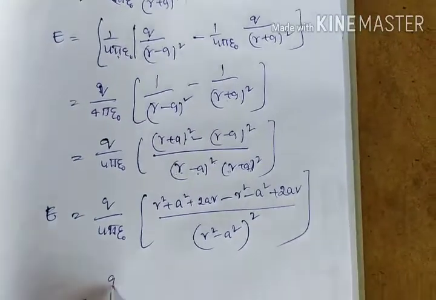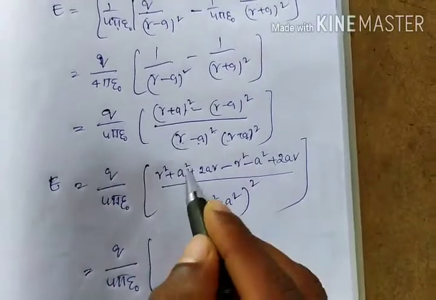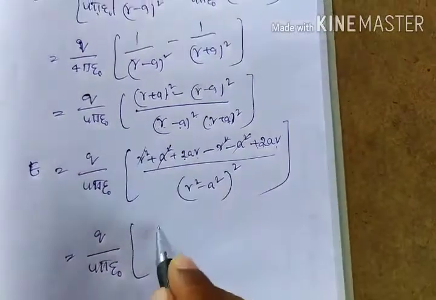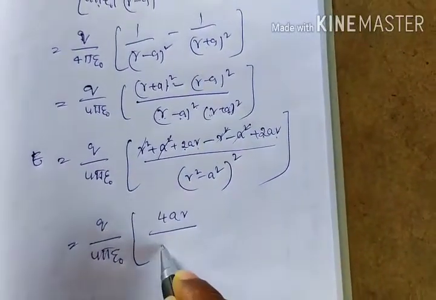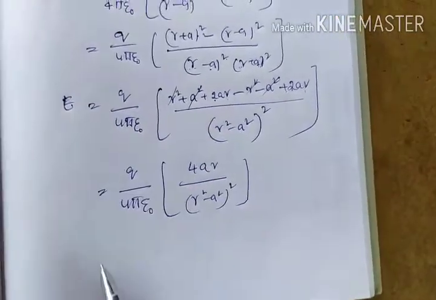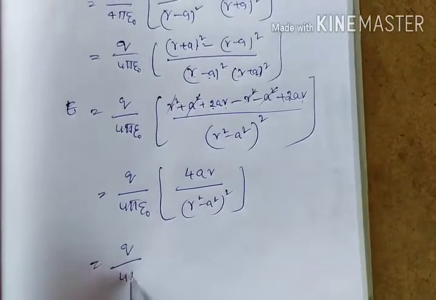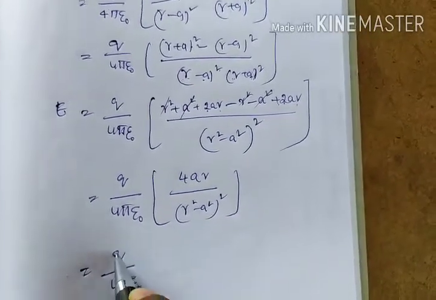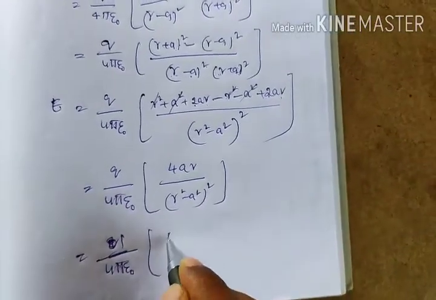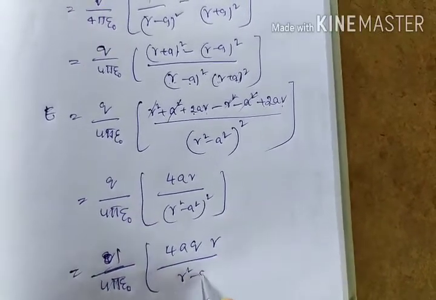We have to simplify more. 4 pi epsilon naught. See, minus minus, r square minus a square cancel. 2ar plus 2ar is 4ar, by (r square minus a square) whole square. Okay, next step, q by 4 pi epsilon naught, or substitute q inside also. 1 by 4 pi epsilon naught, 4a q r by (r square minus a square) whole square.